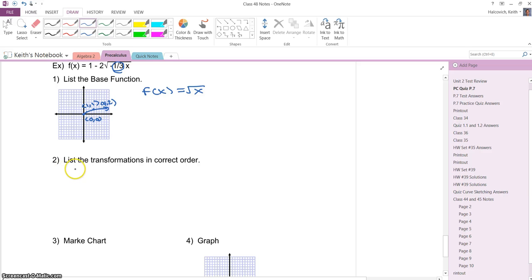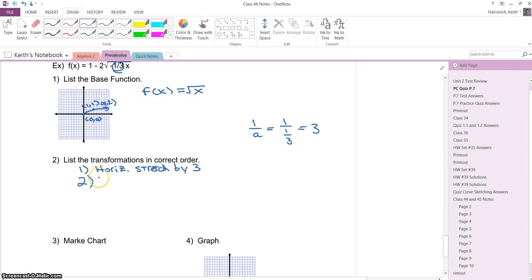So the first transformation is that you have a horizontal stretch by 3. Because remember, it's 1 over a. Well, 1 over 1/3 is going to equal 3. So that means instead of shrinking it, when you multiply by a whole number, it actually stretches it. So this one's going to have a horizontal stretch by a factor of 3.